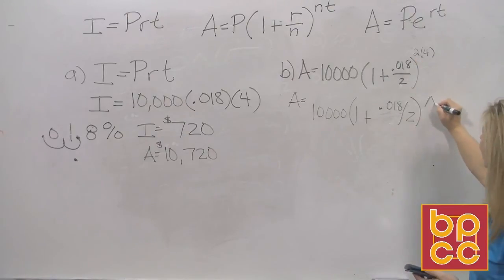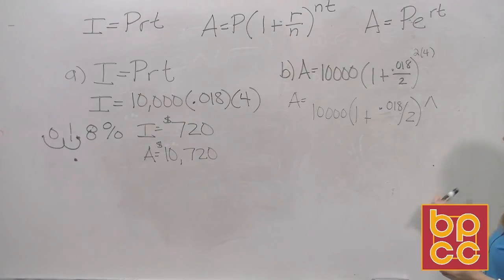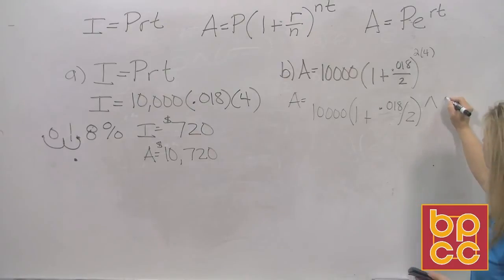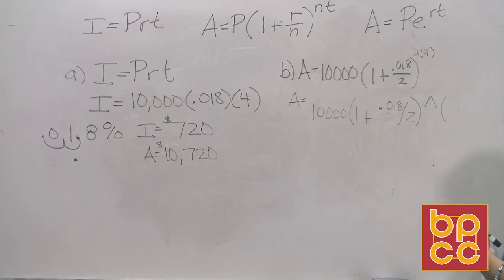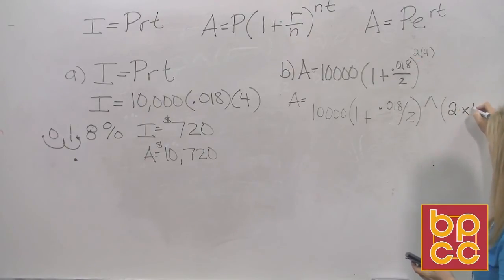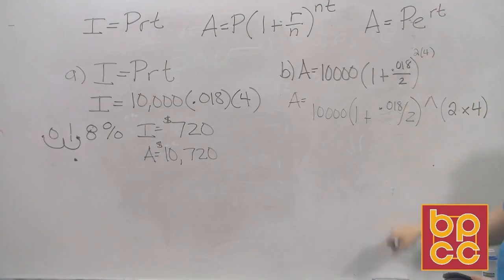So you've got to hit the caret button. I've told you once, I've told you 100 times now in this module, when you hit the caret button, you must put open parentheses. Because you want to tell the calculator in the exponent spot is a 2 and a 4. And that's 2 times 4. Now I know you can multiply that in your head, but what happens if these exponents get really big? So don't do the work, just type it in.